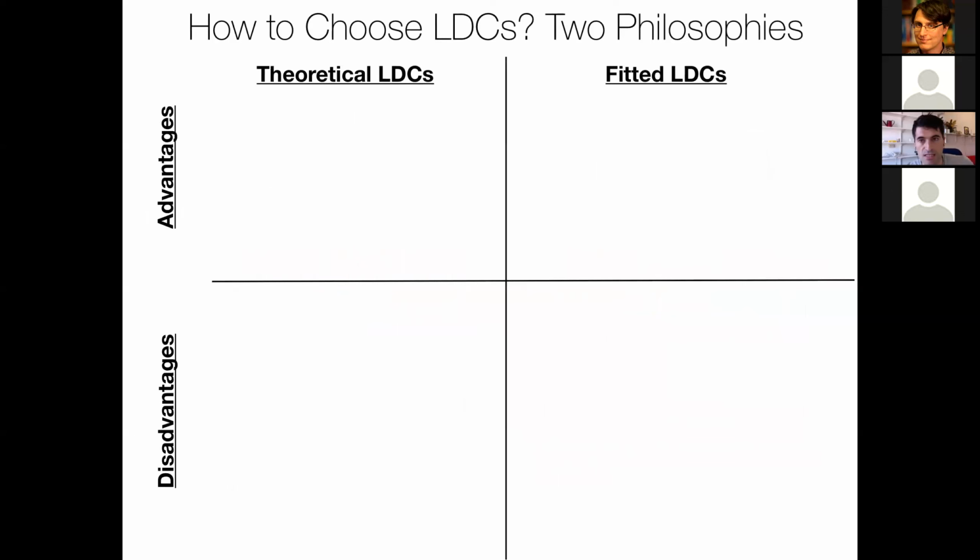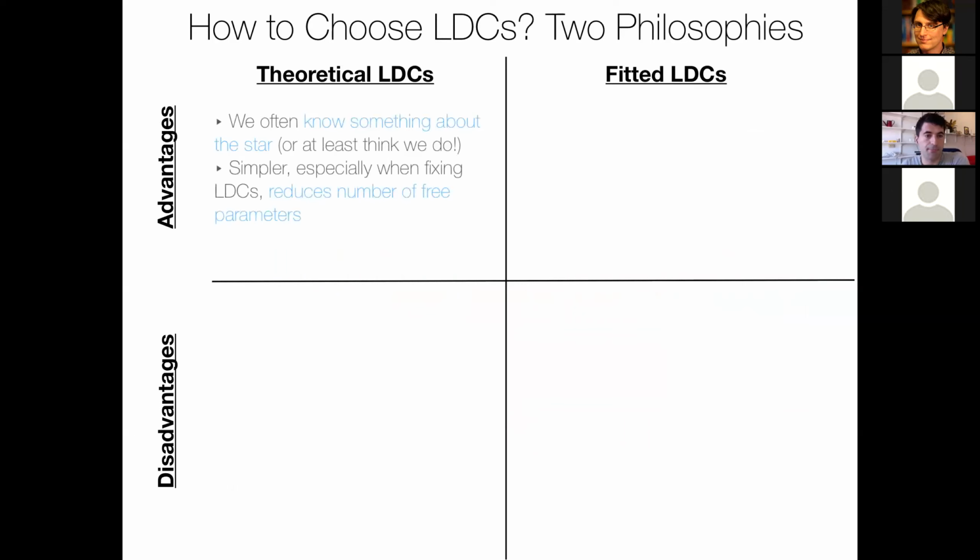So let's talk about some of the advantages and disadvantages of this. The advantage of doing the theoretical limb darkening coefficients is that you do often actually know something about the star, or at least you think you do. And if you've been measuring this star for a long time, then you have constrained the effective temperature very precisely. And why shouldn't you use that information when you're trying to model the light curve? It makes sense to propagate that knowledge.